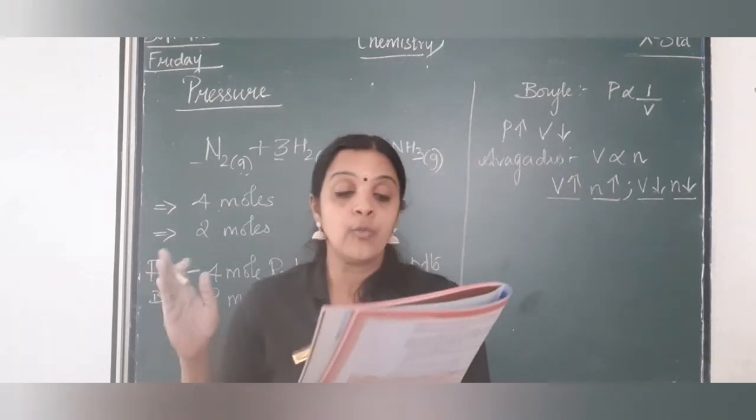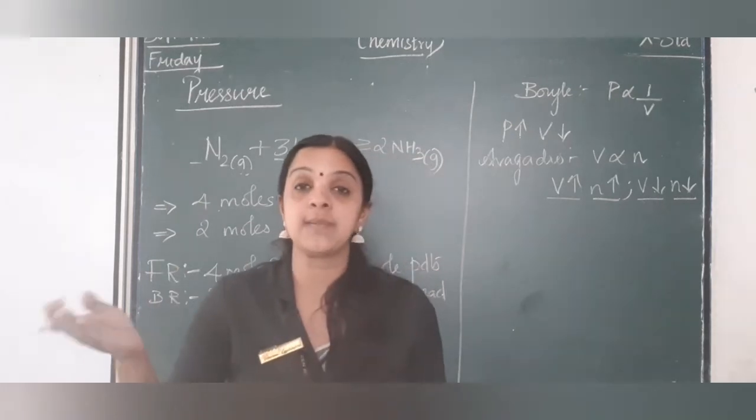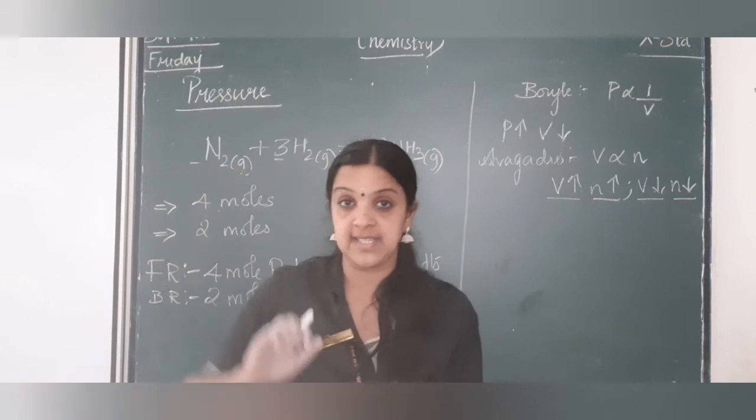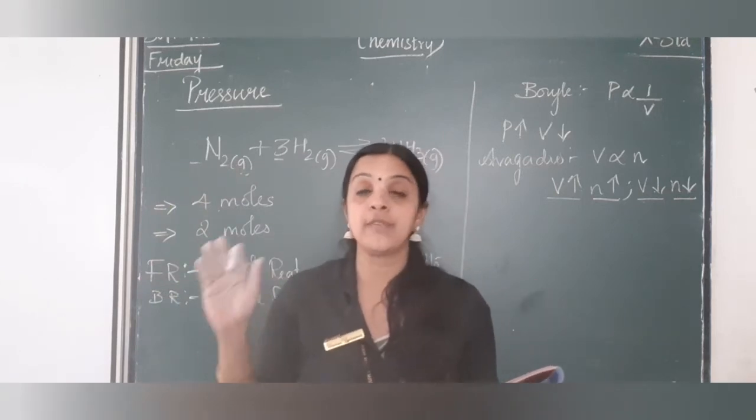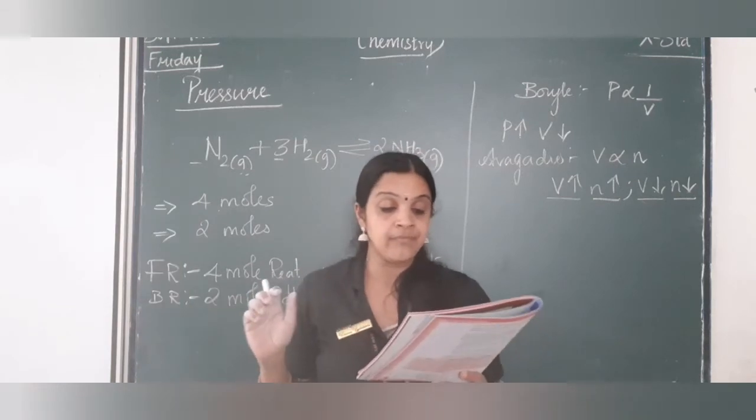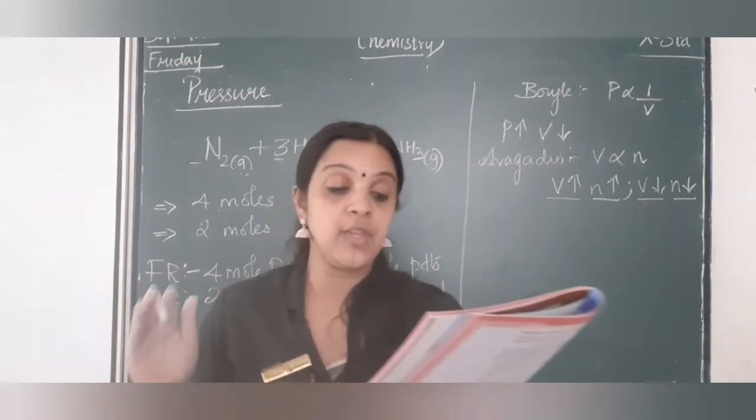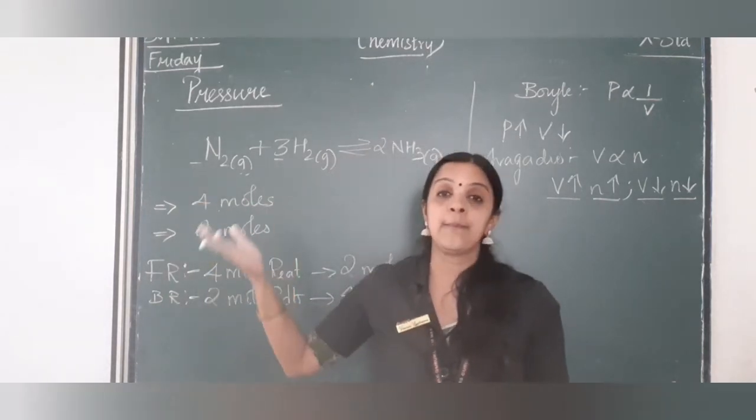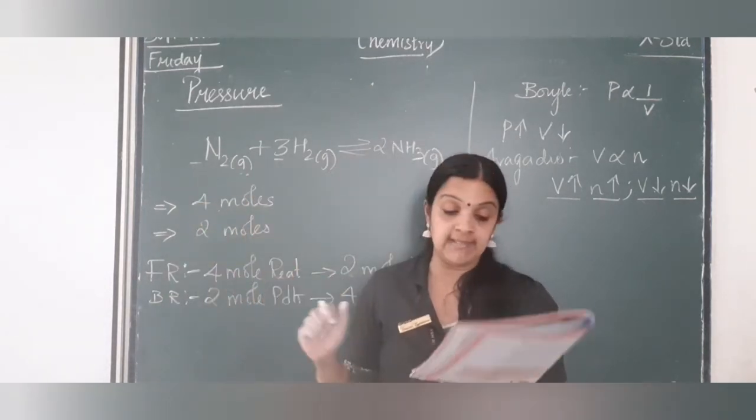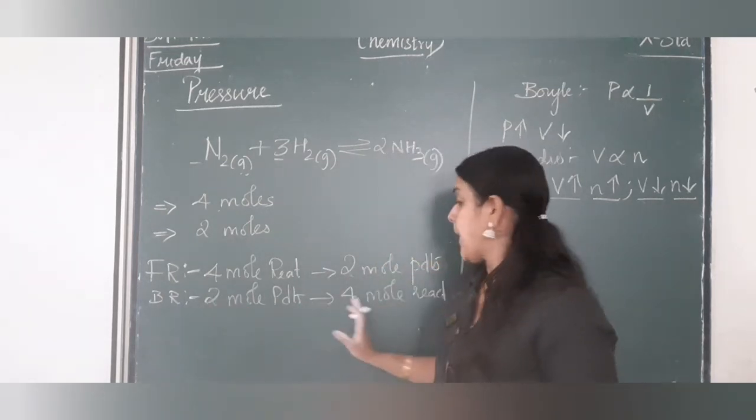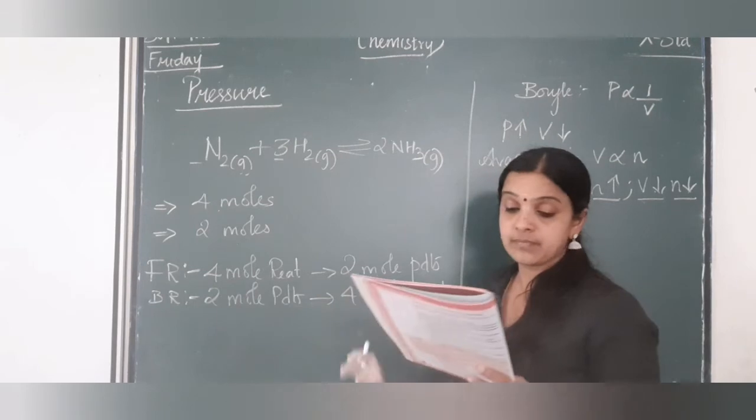Next question, what happens when the pressure of the system is increased? When pressure is increased, volume decreases. Please write there, volume of the system decreases, number of molecules decreases. What happens if the pressure of the system is decreased? Volume will increase, number of molecules will also increase. So which side will it move? It will move in the backward direction.